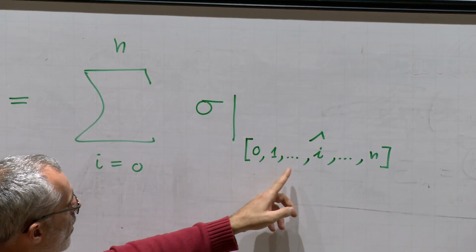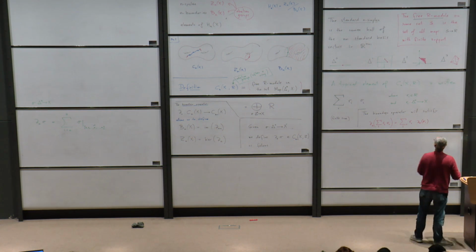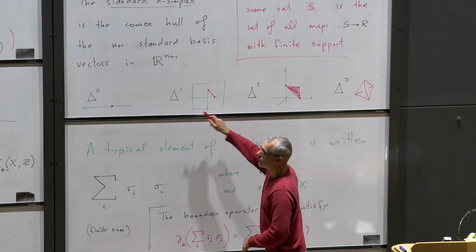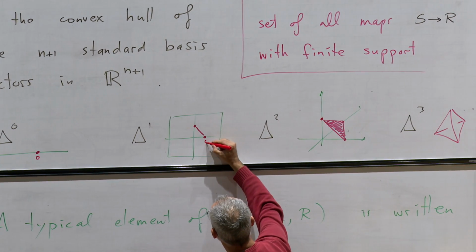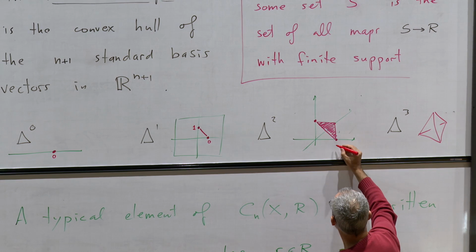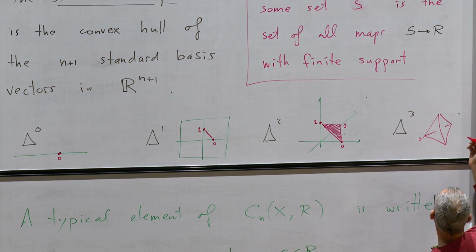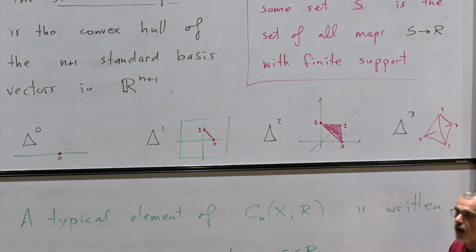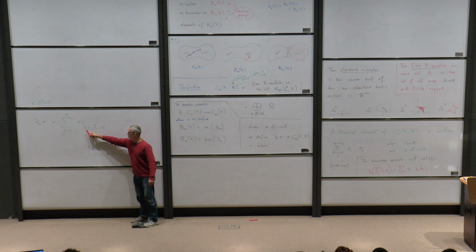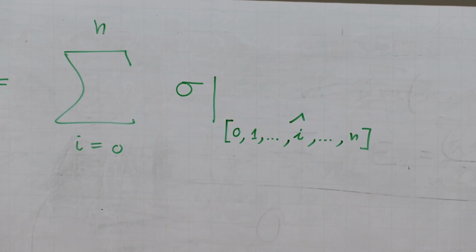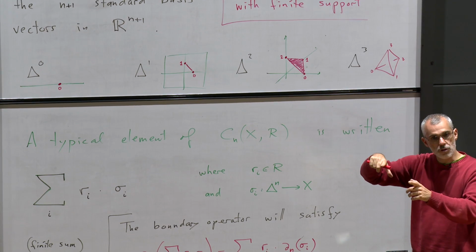So these numbers, 0, 1, up to n, are the numbers that I use to label the vertices of my n simplex. This one has only one vertex labeled 0. This one has two vertices labeled 0 and 1. This has three vertices labeled 0, 1, 2. This one has four vertices, 0, 1, 2, 3, and so on. And when I say take all the vertices except i, and I put these square brackets, what I mean implicitly is take the set of all these vertices and take the convex hull of those.